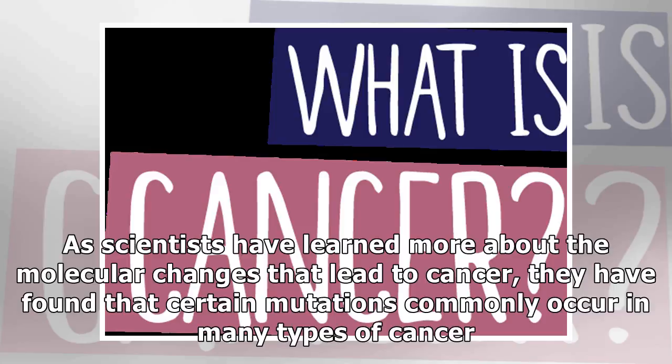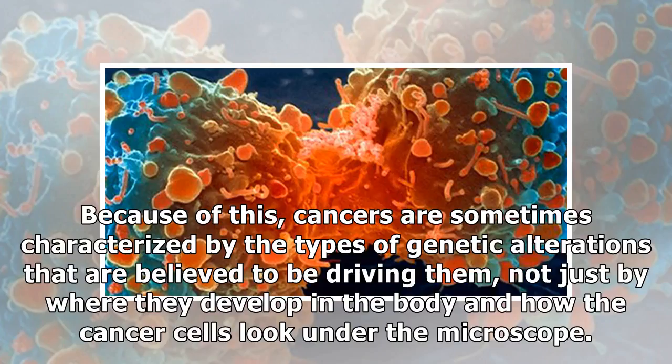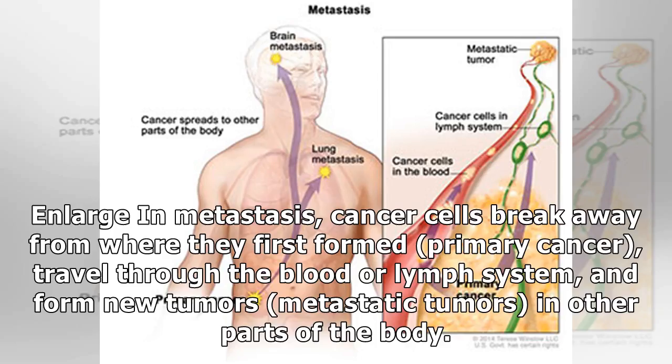As scientists have learned more about the molecular changes that lead to cancer, they have found that certain mutations commonly occur in many types of cancer. Because of this, cancers are sometimes characterized by the types of genetic alterations that are believed to be driving them, not just by where they develop in the body and how the cancer cells look under the microscope.